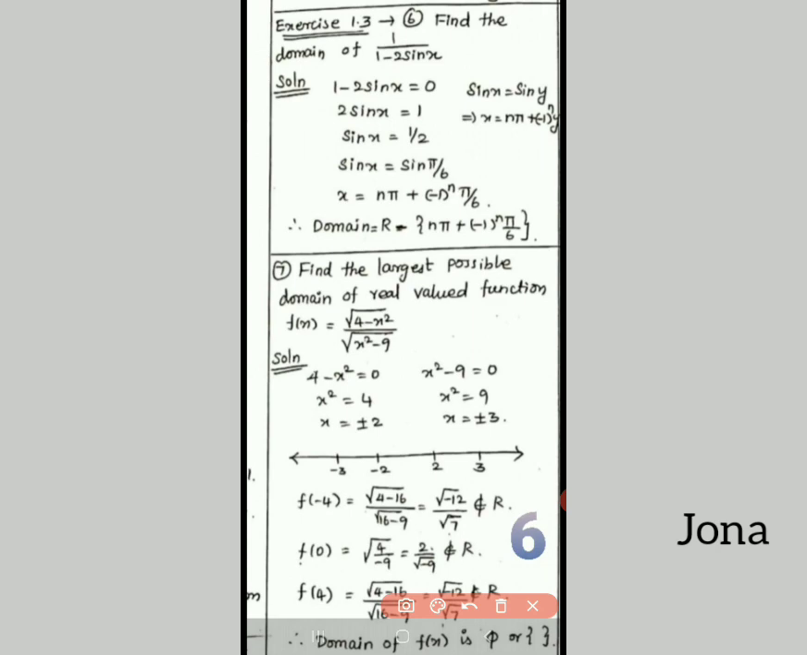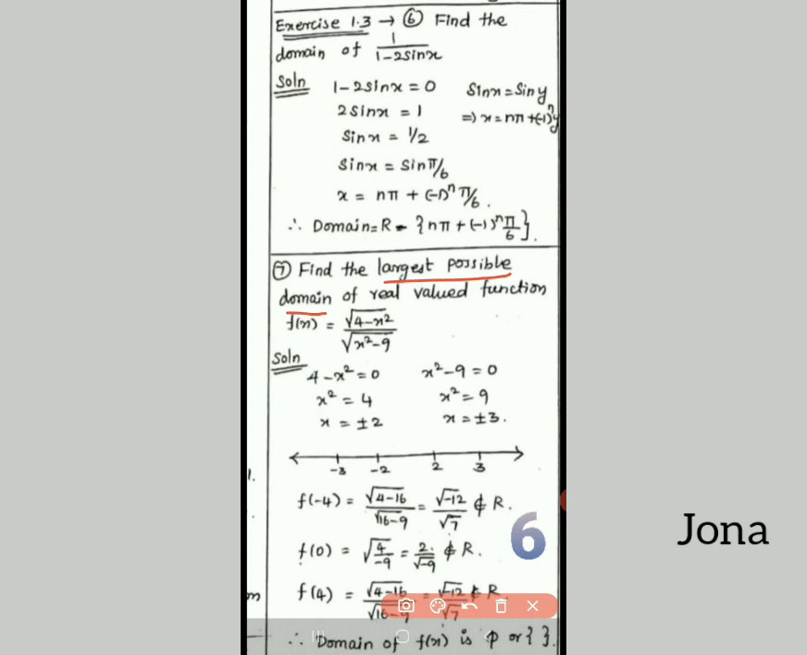The next problem, the 7th one. Find the largest possible domain of the real valued function f of x equal to root of 4 minus x square divided by root of x square minus 9. We want to find the longest possible domain.